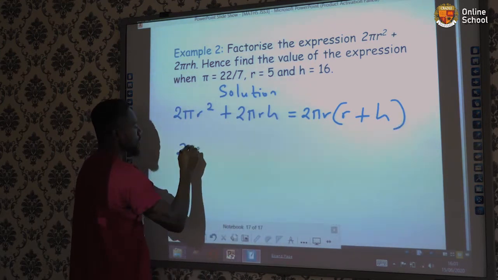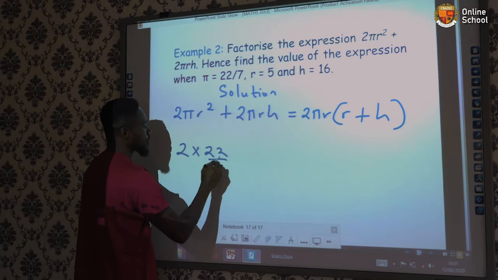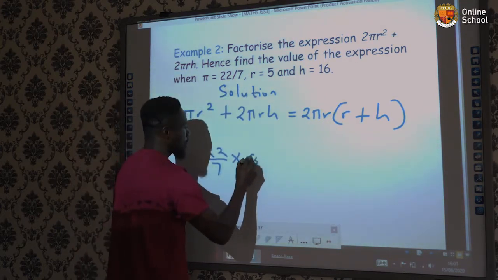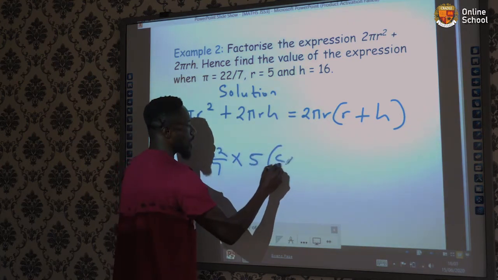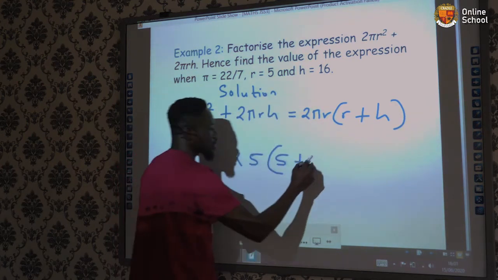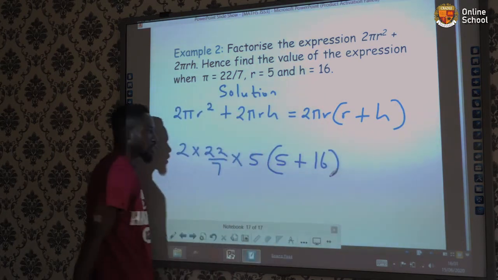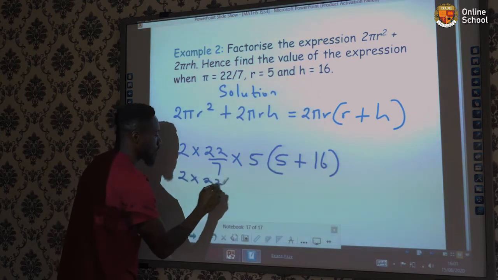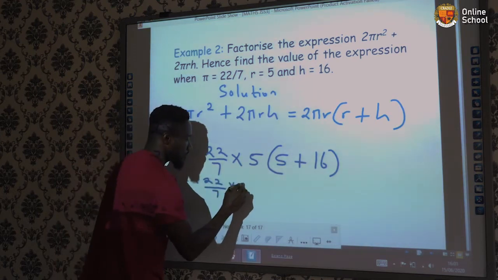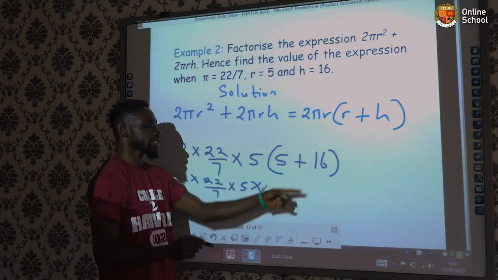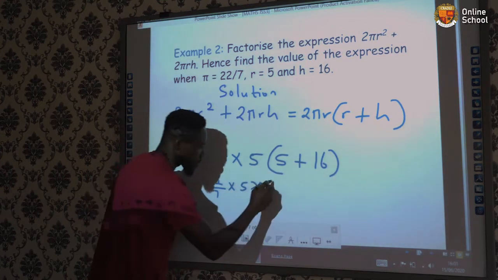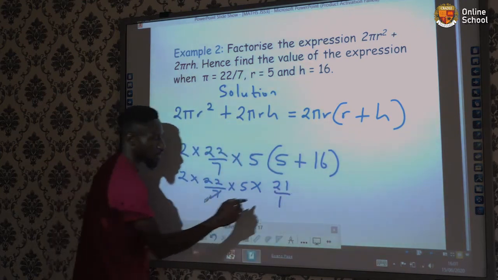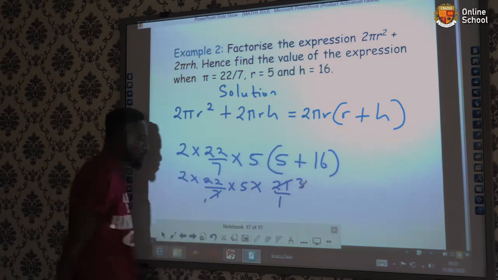So we say 2 times 22/7, times what's the value for r? 5. Open your bracket. 5 plus what's the value for h? 16. Good. Now let's go on. We have this to be 2 times 22/7 times 5 times 16 plus 5 will give us 21. We have 21/1. The 7 will cancel here 1. In 21 is 3. So we multiply this.